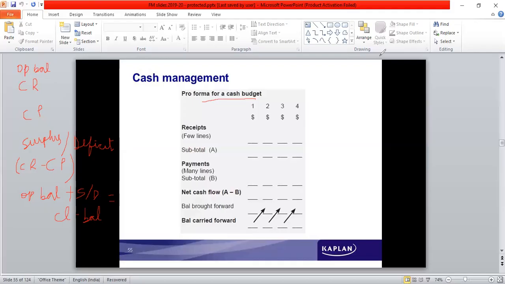Cash budget problem. There's one question I have done earlier with some other class. I will put that to you so that you can have a look. Anyway, time is over. We can look into that cash budget.